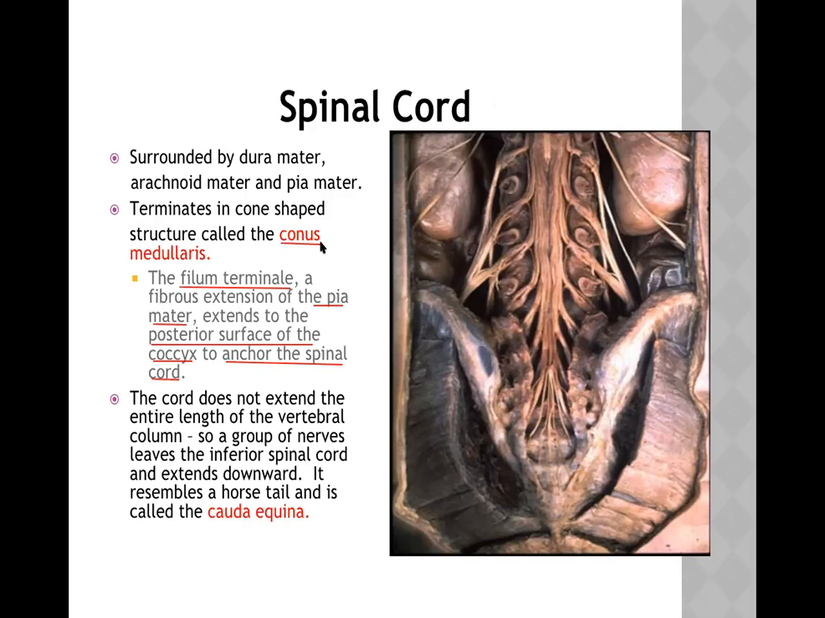We know what is conus medullaris now. One of the very important points here, please pay attention. The spinal cord doesn't extend the entire length of the vertebral column.